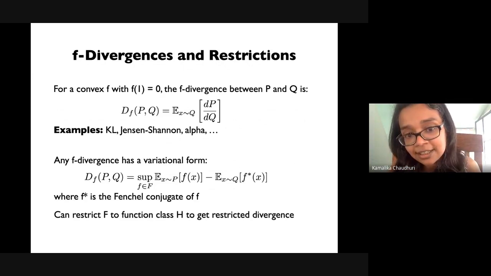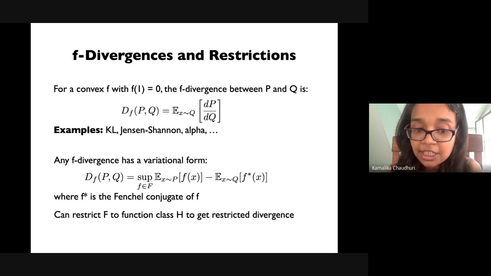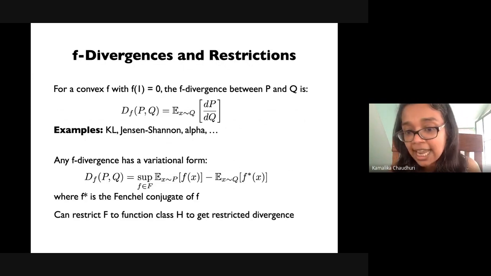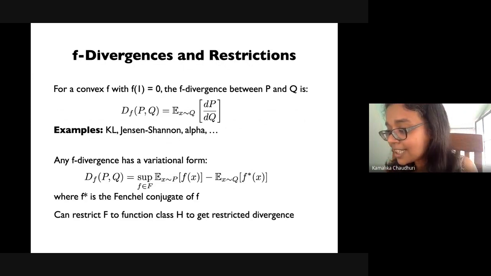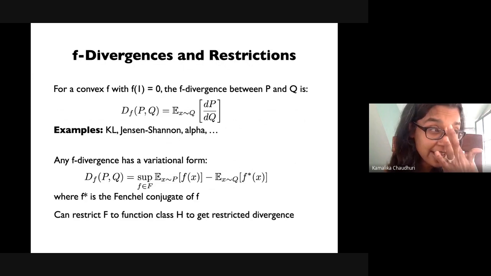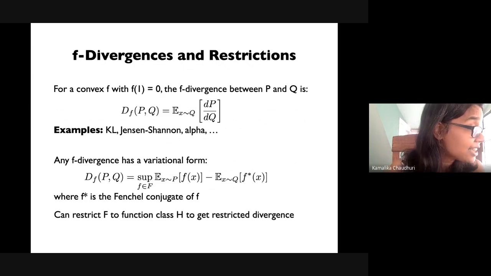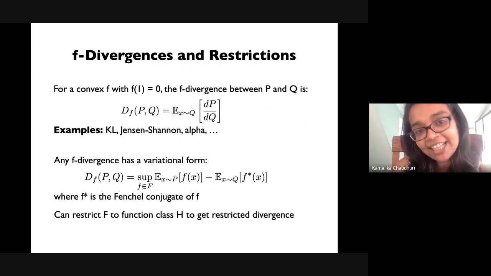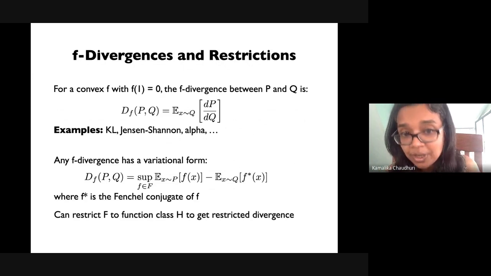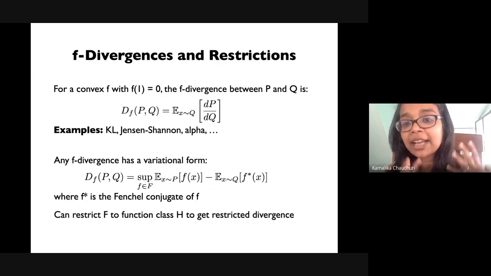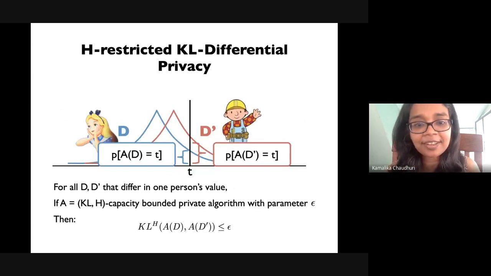And because it has this variational form, you can restrict your function class to some class H to get the corresponding restricted divergence. For some of you who might be familiar with generative adversarial networks, this is where it comes from. There are these things called f-GANs, which are a generalization of generative adversarial networks, and what these f-GANs are doing is minimizing these restricted divergences.